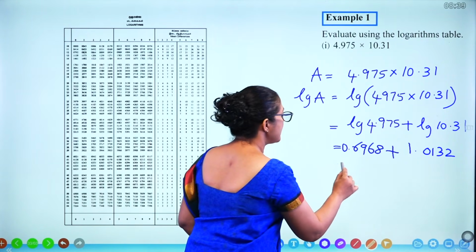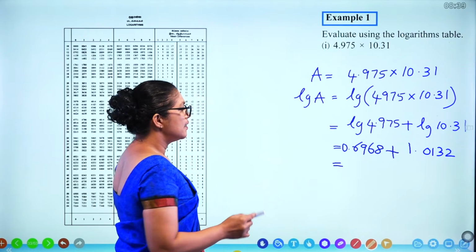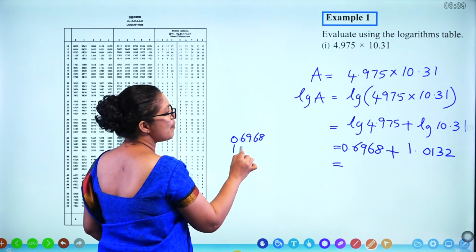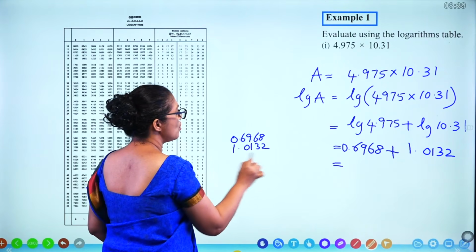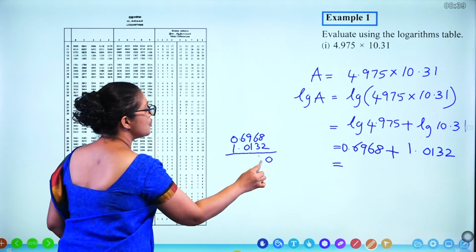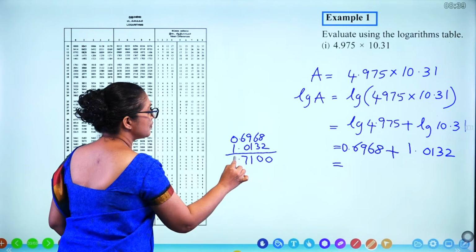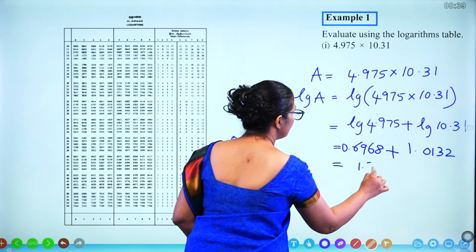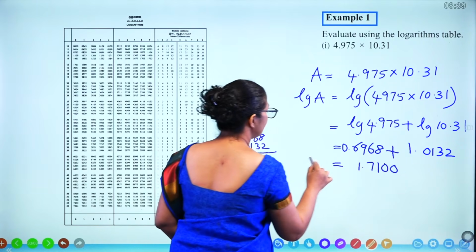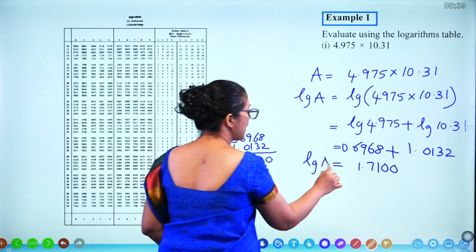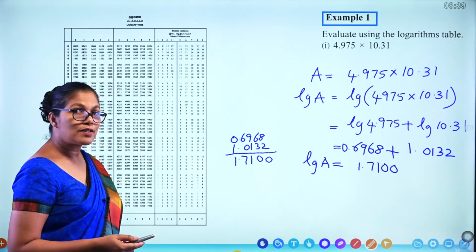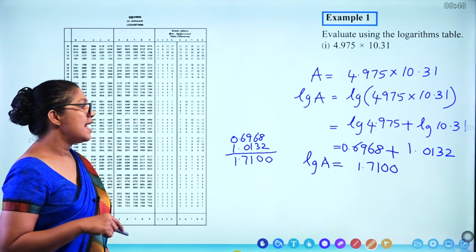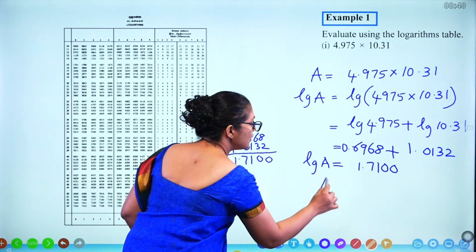0.132. Now add the log values. 0.6968, 1.0132. When you add, you get 1.7100. That's log value of A. How we can find out A? Log value of A is 1.71. What's the antilog value? That's A.